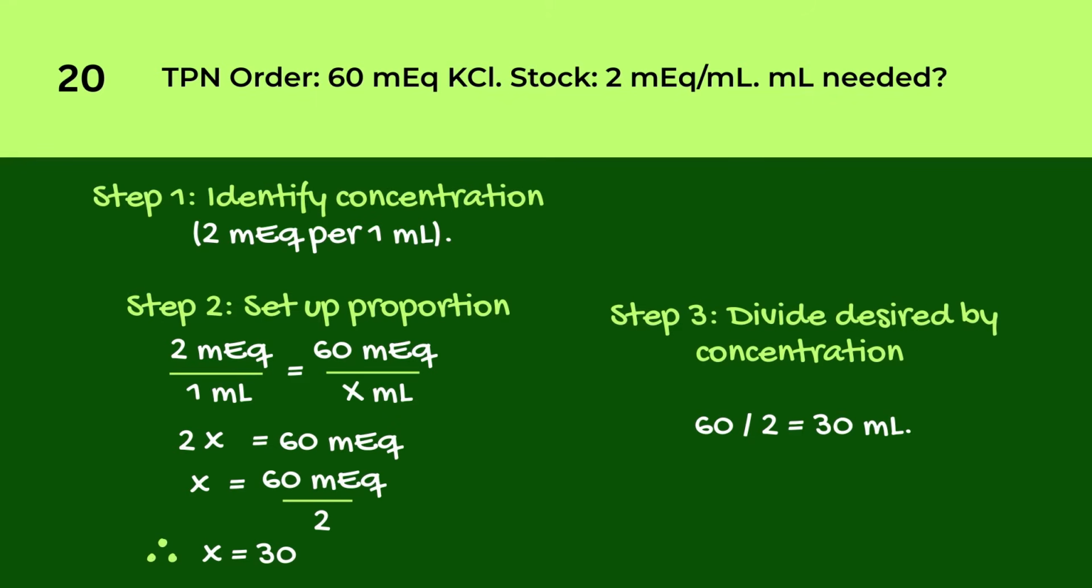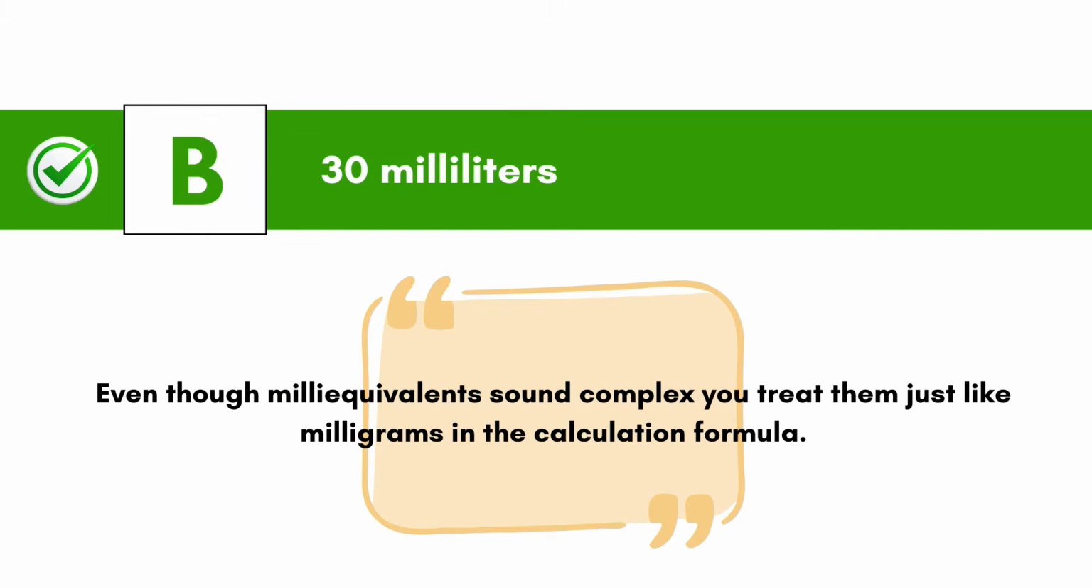Step 1 is identifying the concentration, which is 2 milliequivalents in every 1 milliliter. Step 2 is setting up the proportion. 2 milliequivalents over 1 milliliter equals 60 milliequivalents over X milliliters. Finally, we divide the desired 60 by the concentration of 2. Perform that division. Correct. Option B is correct, 30 milliliters. Even though milliequivalents sound complex, you treat them just like milligrams in the calculation formula.